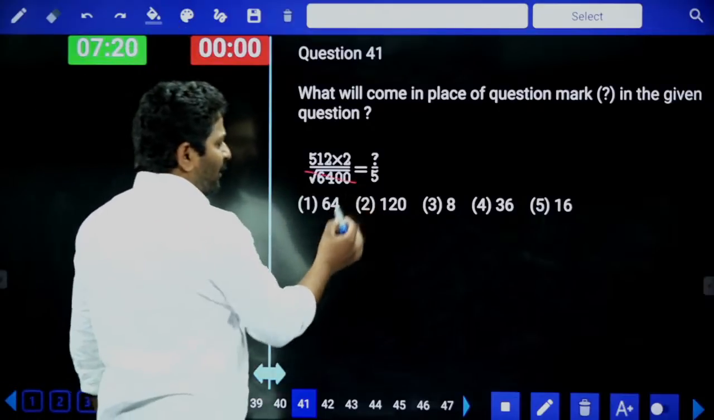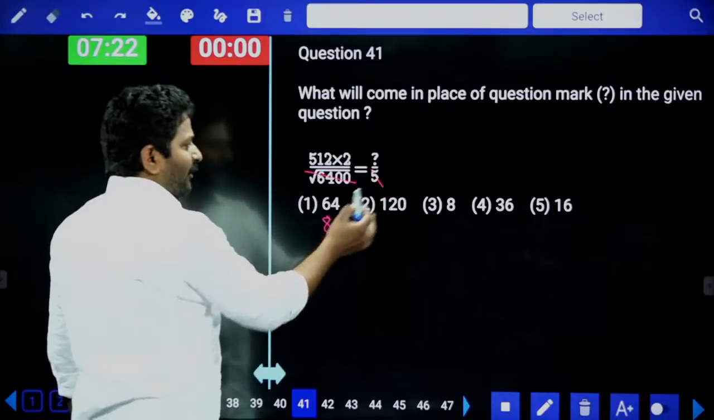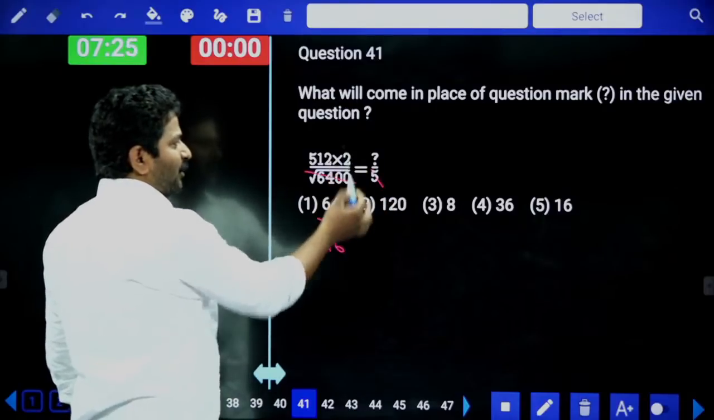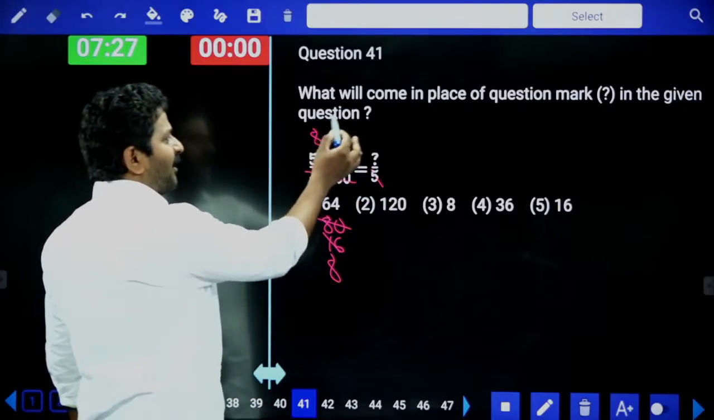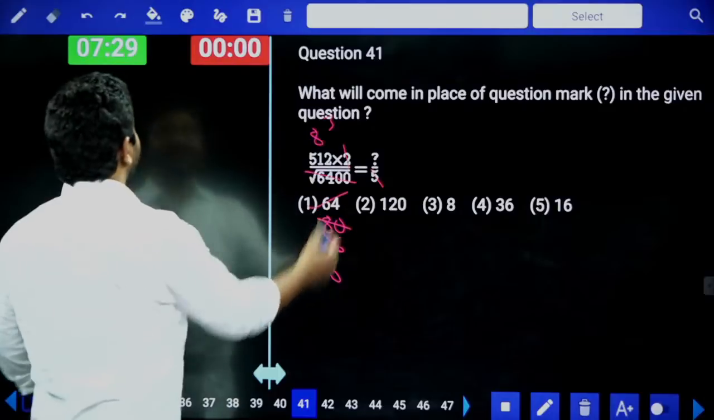Yes, the denominator is 80 here, 5 16 times, 2 8 times. This is 8 cube and 8, so 8 square, 64 answer.